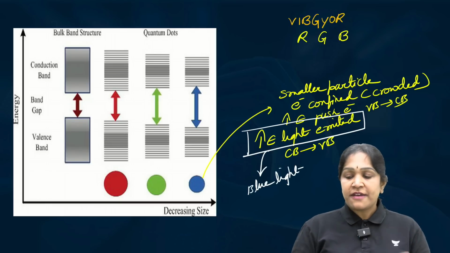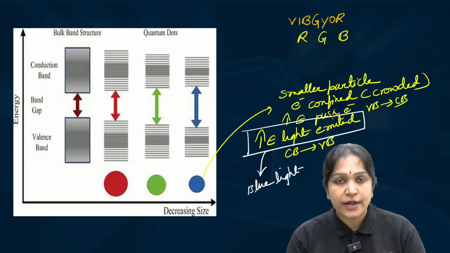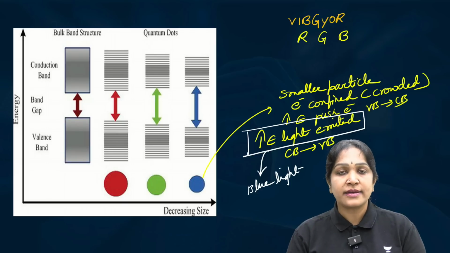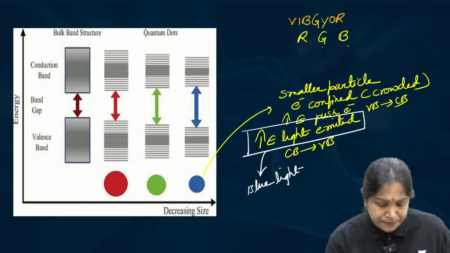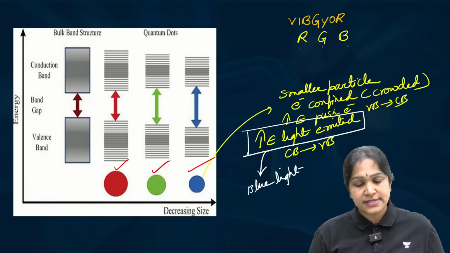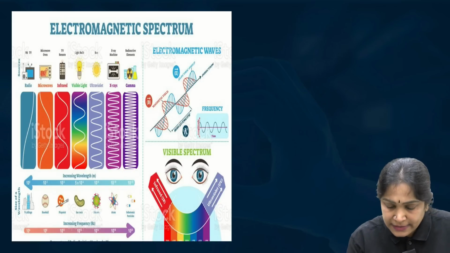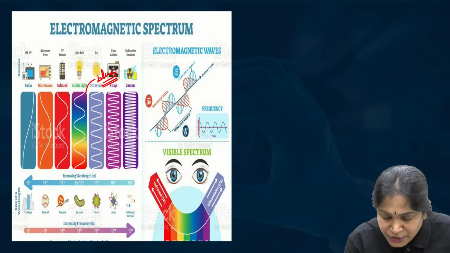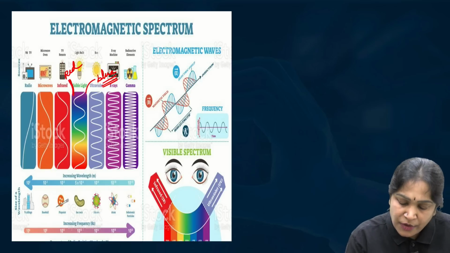We have a total of 7 visible colors: violet, indigo, blue, green, yellow, orange, red. But they can be broadly categorized into only 3 major colors: red, green, blue. Look here: red, green, blue. These are the only 3 colors. In this, if you observe, the blue color light is on this side of the spectrum, and the red color light is on this side of the spectrum.